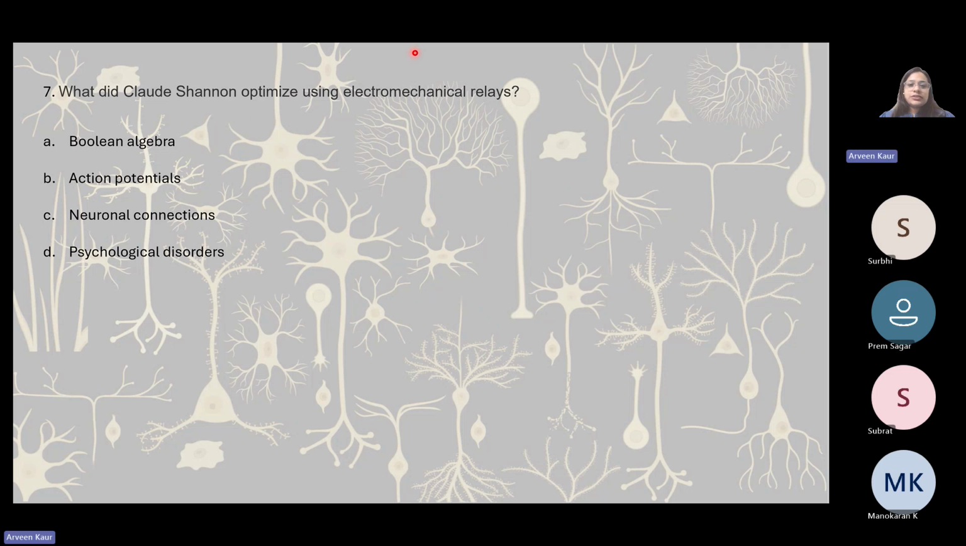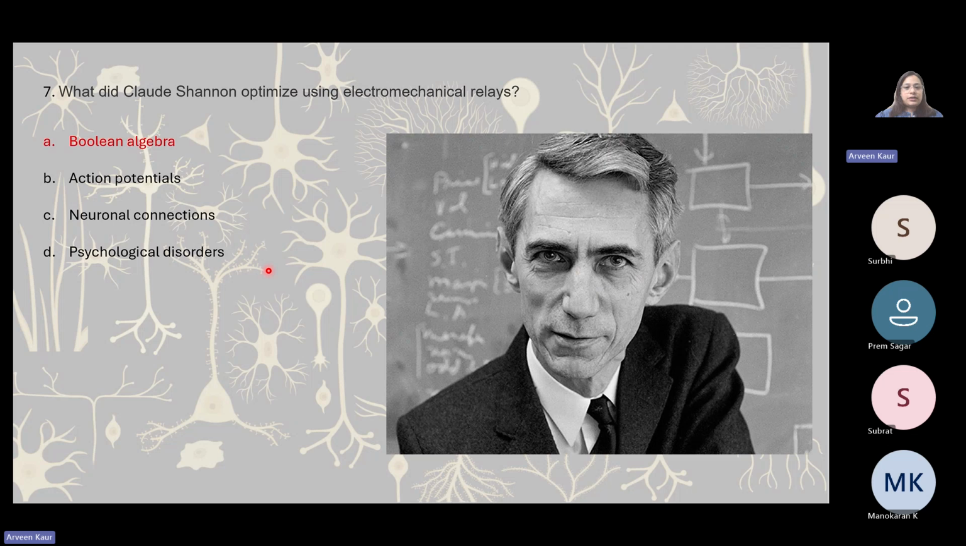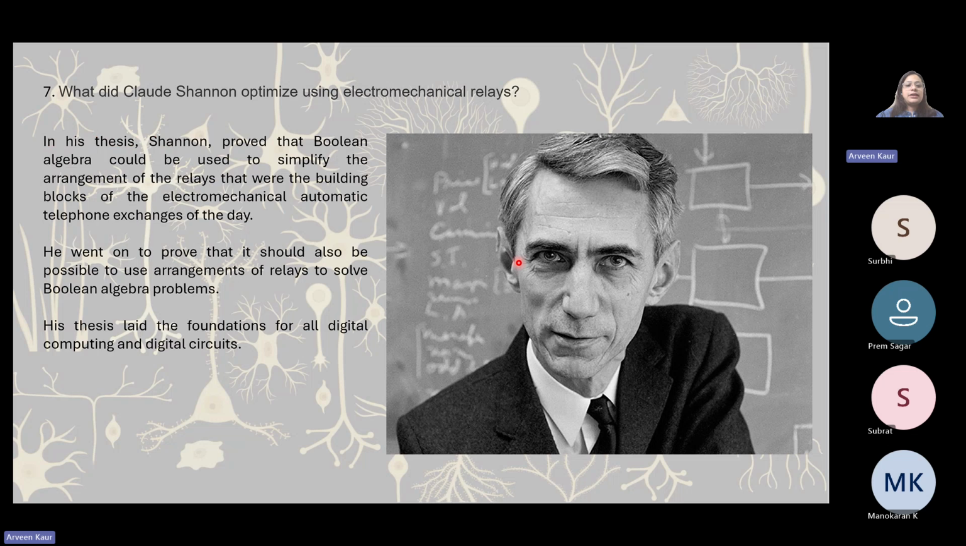What did Claude Shannon optimize using electromechanical relays? Was it Boolean algebra or action potentials or neuronal connections or psychological disorders, right? So again, this is part of that theoretical neuroscience unit that had been introduced to you, and the correct answer for this is Boolean algebra, right? So this is Claude Shannon, and Boolean algebra is what he optimized, right?